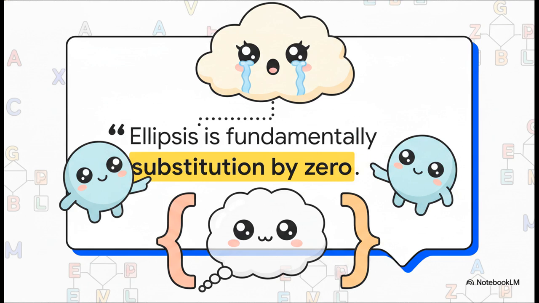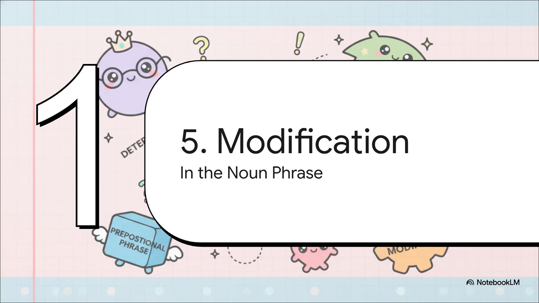Think about that. Even when a nominal head is entirely omitted from the surface structure just to avoid redundancy, it is still structurally and syntactically understood from the surrounding context. The silence itself holds tremendous grammatical weight. It serves as an invisible yet fully functional placeholder in the clause. Which leads us nicely into Section 5, modification in the noun phrase.